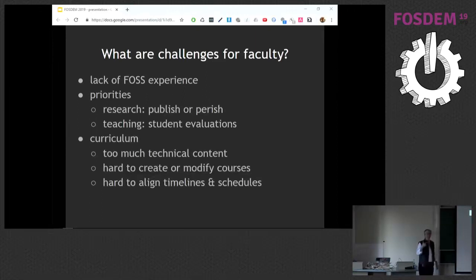Most faculty have probably used open source, whether they realize it or not. Most of them have never contributed. Many have never used the tools the open source communities use. There are also curricular issues. Faculty feel like, oh, I have to cover this much of the book every day. How am I going to find time for all this other stuff?